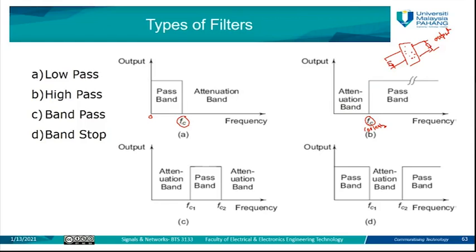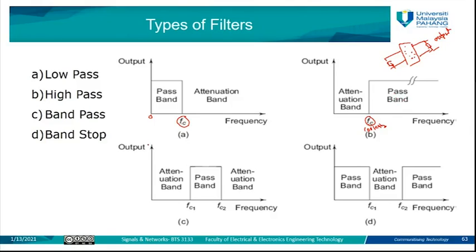If the frequency of the signal generator is greater than FC, it can be up to infinity. Whatever the value, 100,000, 2,000, 10,000, 1 gigahertz, 1 terahertz, whatever the frequency, it can pass to the output because it is a high pass filter. It allows high frequencies to pass through the filter.